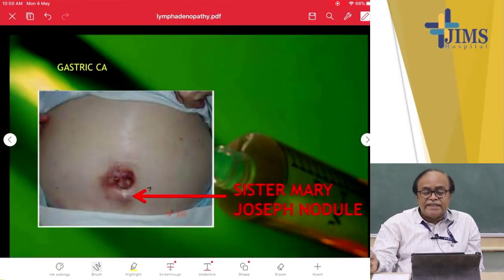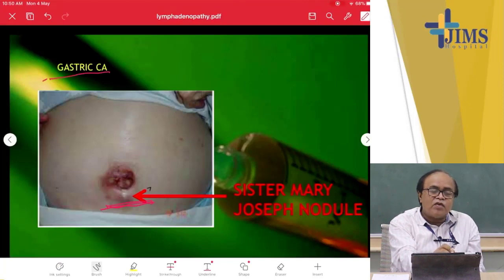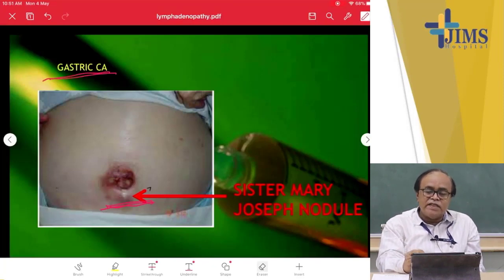Now there is a very interesting thing, this is called in the name of one sister. All the inventions in medical science are made by doctors, but this one was first noticed by Sister Mary Joseph. Nodules, lymph nodules near the umbilicus, and she observed it for a long time, and then it was recognized and established that this lymph node is enlarged from gastric CA, and it is known in the name of Sister Mary Joseph nodule.